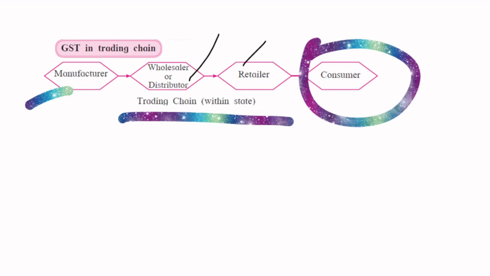And you know the logic behind all the taxes: the consumer, the customer, has to pay all the taxes, and the manufacturer, wholesaler and retailer just pass those taxes on to the consumer. Let's see how this works. Okay, you will understand everything in detail.